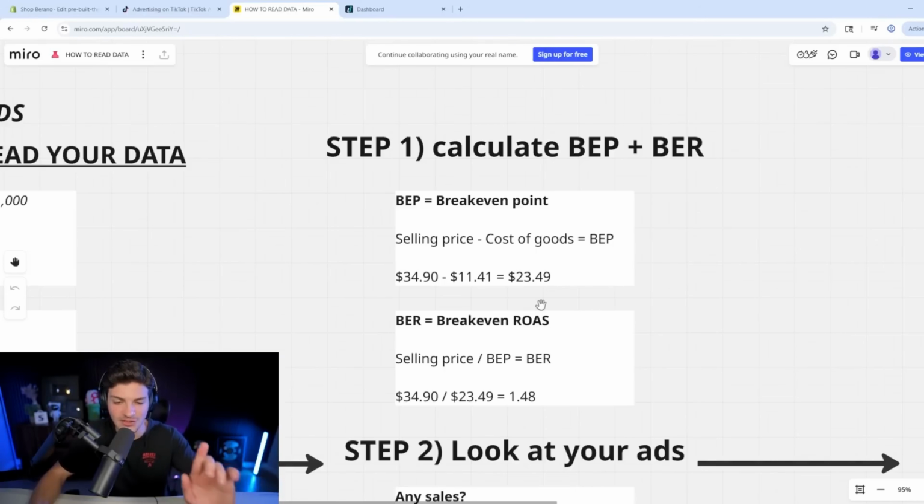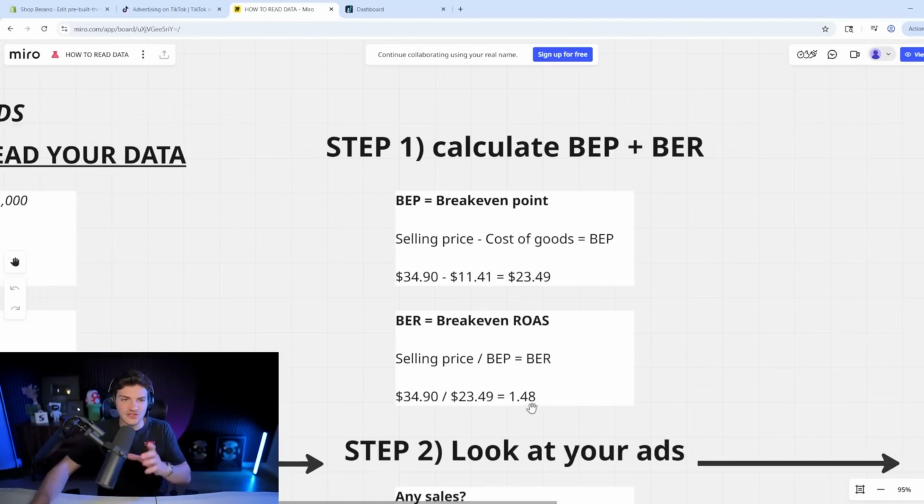But the next metric is our break-even ROAS. So your ROAS is your return on ad spend. So if you spend $1 and your ROAS is $3, that means for every dollar you spend, you get $3 back. So we need to calculate our break-even ROAS, meaning what is the minimum just to break even. So that formula is your selling price divided by your break-even point. So we have $34.95 divided by $23.49, our break-even point. That gives us 1.48.